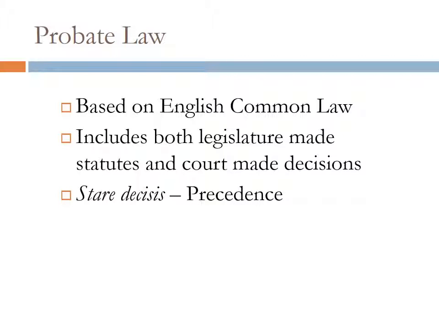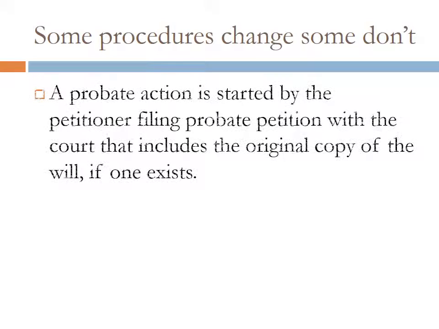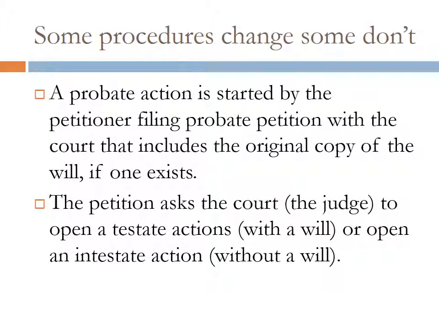In any event, all of the law in the United States is based on a procedure called stare decisis, or precedence. That means that previously decided cases are persuasive and sometimes controlling in the way that the court decides a subsequent lawsuit. Now, it's important to understand that some procedures change, but some don't. So a probate action is started by the petitioner filing a probate petition with the court that includes a copy of the will if one exists. And then the petition asks the court to open a testate action with a will or open an intestate action.